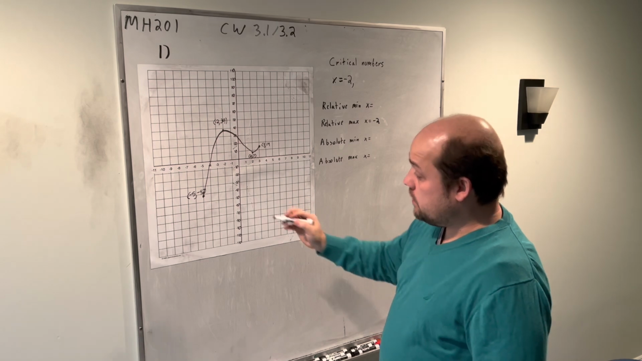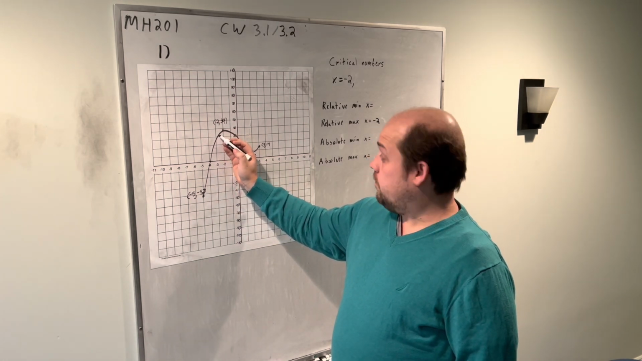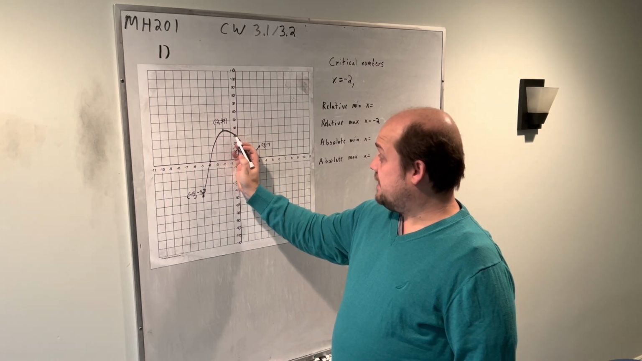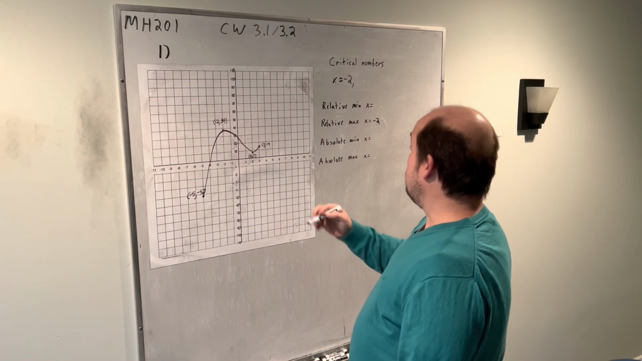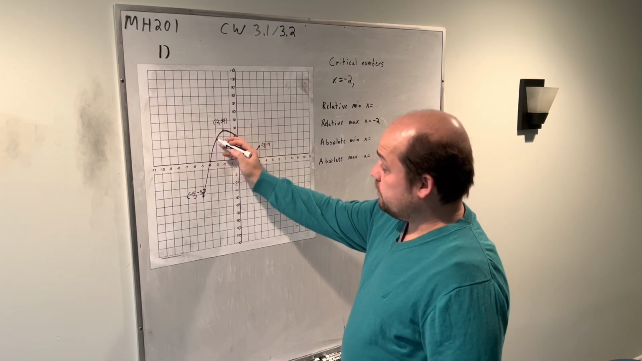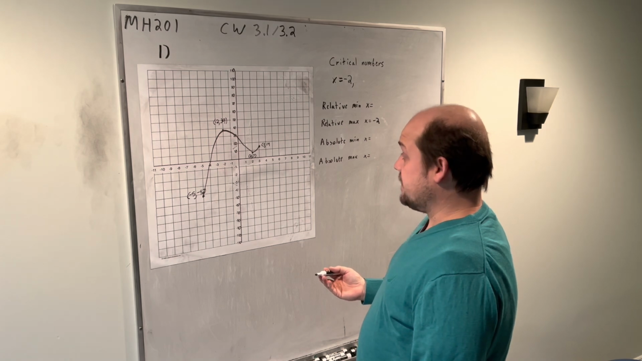Again, the reason I knew that is because the curve was increasing in y value as I moved left to right, and then started decreasing in y value as I move left to right. Where that change occurs is a critical number. If it goes from increasing to decreasing, it's a relative maximum.